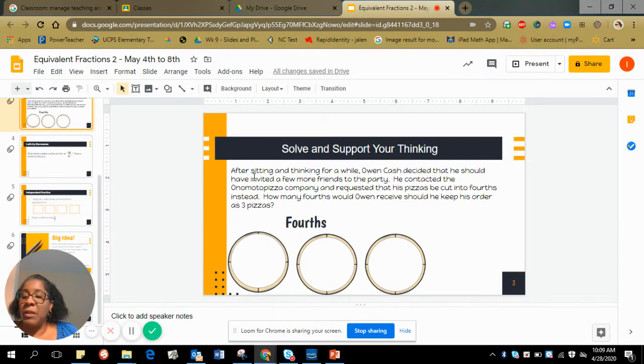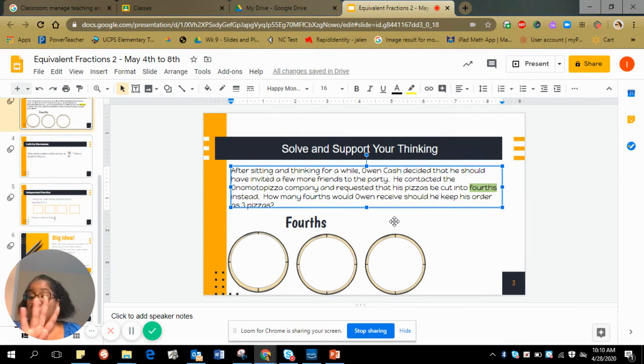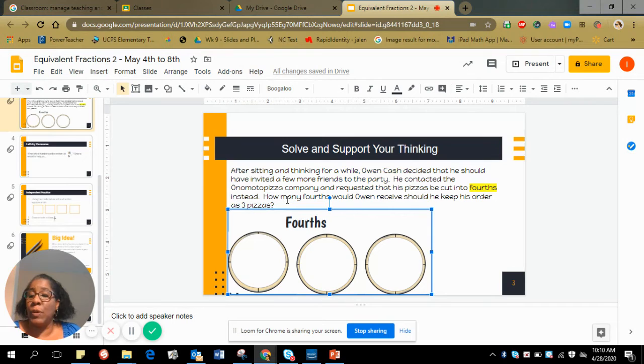Okay, so let's reread the problem again, and this time pull out the key pieces of information. After sitting and thinking for a while, Owen Cash decided that he should have invited a few more friends to the party. Do we need anything here for the problem? No, it doesn't really matter. He contacted the Automata Pizza Company and requested that his pizza be cut into fourths. So fourths tells us that he's cutting it into 4 equal parts. Each whole has 4 equal parts. So instead of doing halves, which was 2 equal parts, it's now 4 equal parts. Fourths, so your denominator would be 4.